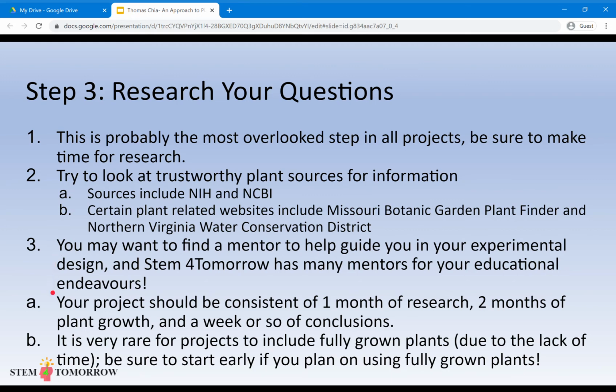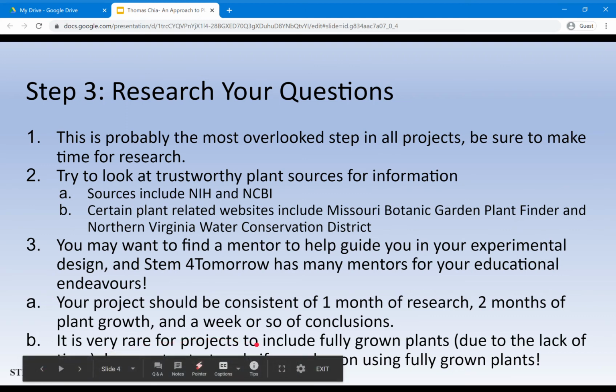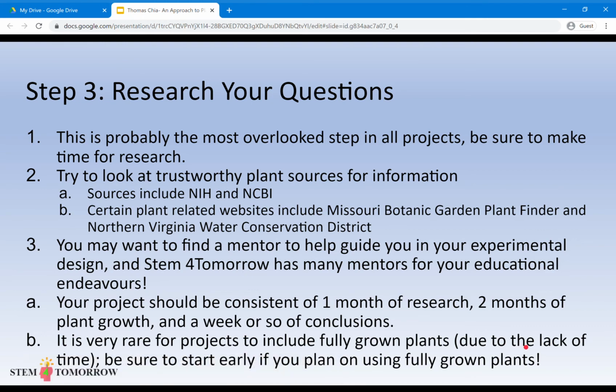Your project for your plant growth and research should consist of 1 month of research, 2 months of plant growth, and a week for conclusions. It's very rare for projects to include fully grown plants, due to the lack of time needed to grow fully grown plants. So if you do want to use a fully grown plant with fruit, be sure to start early.